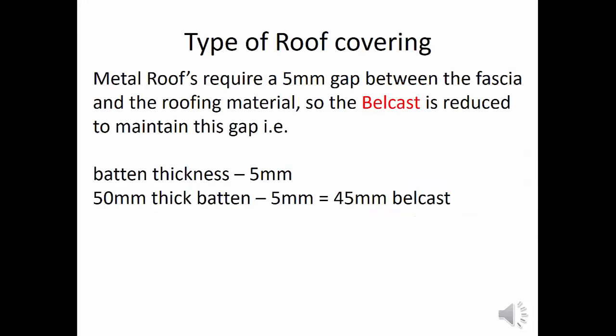Where metal roofing is used, a 5mm gap between the metal roofing and the fascia is required. This is so the metal roofing doesn't rub onto the fascia and cause it to corrode and the roof to leak. So to calculate the belcast for a metal roof, it is simply the batten thickness minus 5mm. If the batten thickness is 50 millimeters, it's 50 minus 5, therefore the belcast would be 45 millimeters.